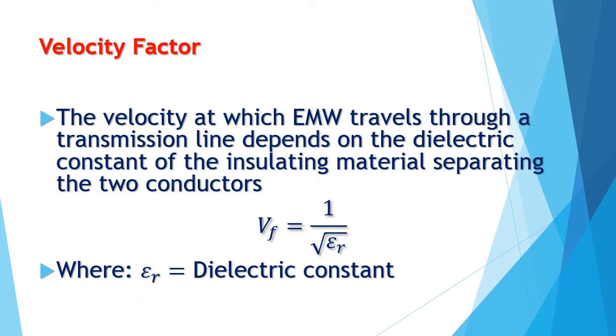The velocity factor at which the EM wave travels through a transmission line depends on the dielectric constant of the insulating material separating the two conductors. So this is another formula for velocity factor. It's V_f = 1 / √ε_r, wherein ε_r is the dielectric constant of the material.